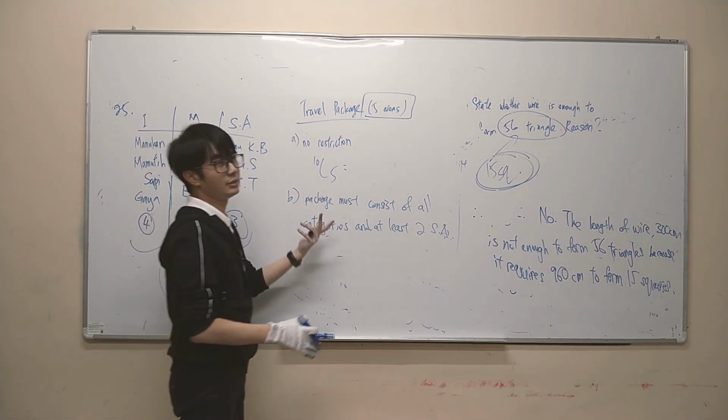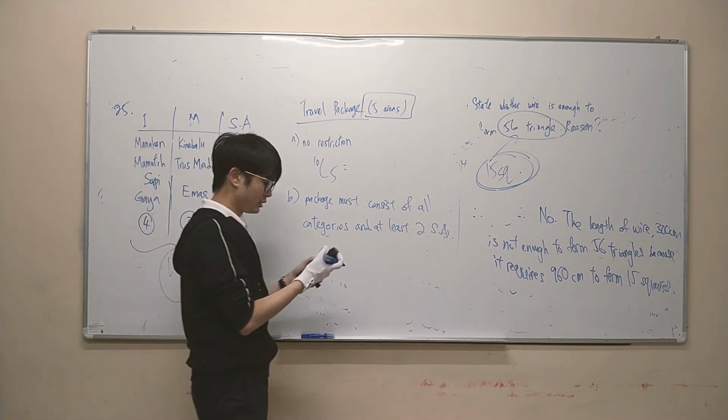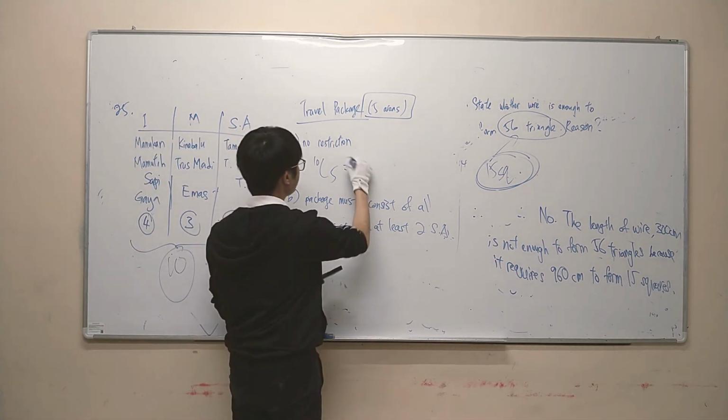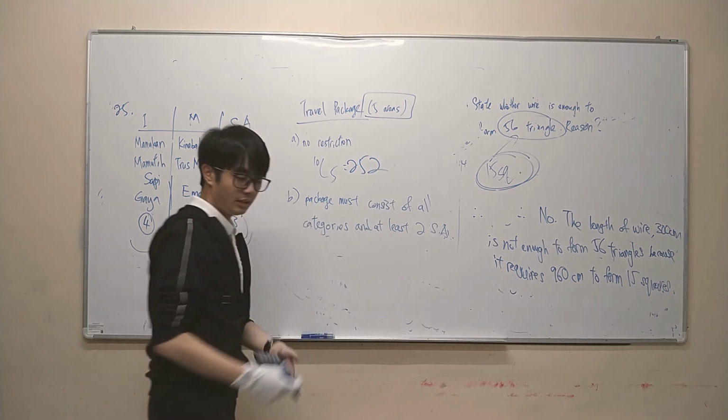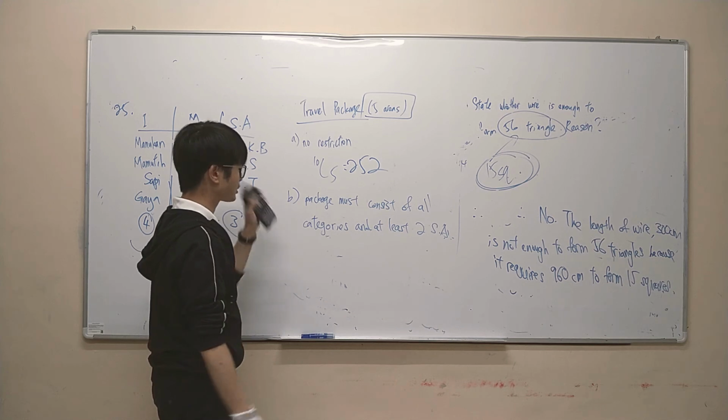So it's 10C5 because there's no restriction. So you press, you get the answer 200 something. Yeah, 252. So B, the package must consist of all categories.